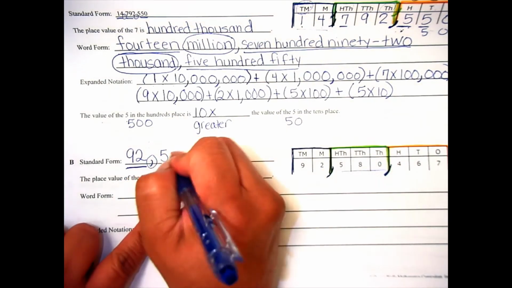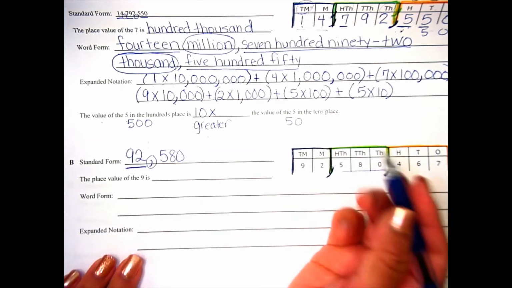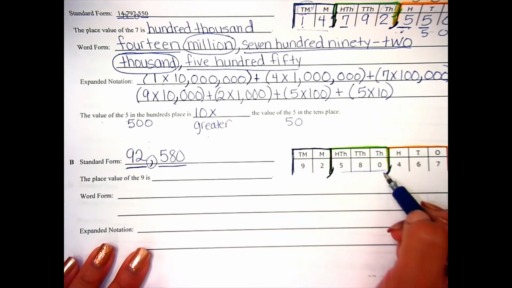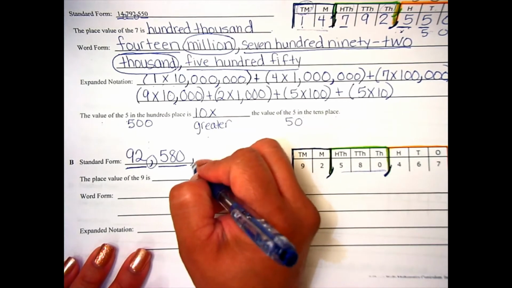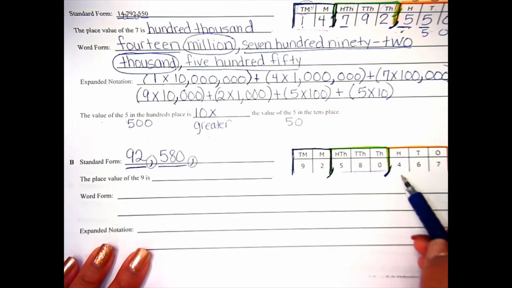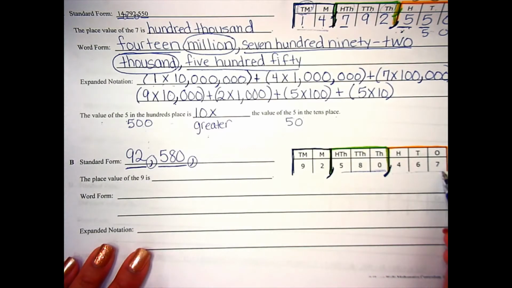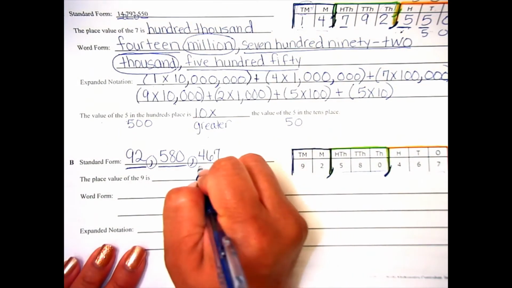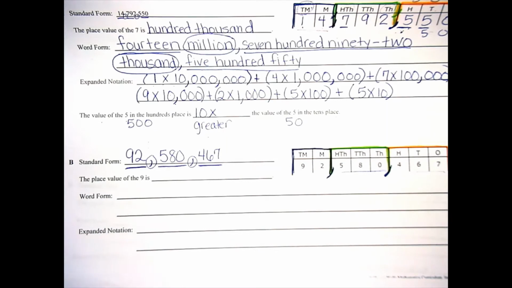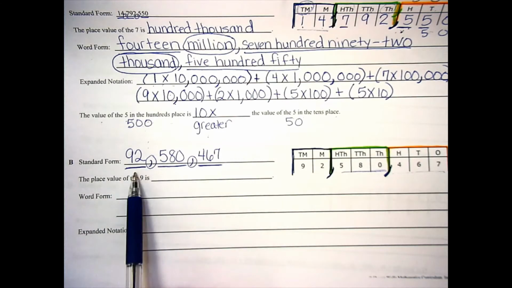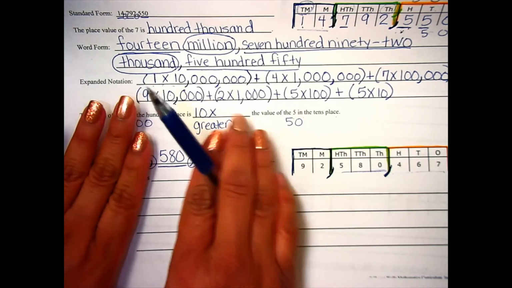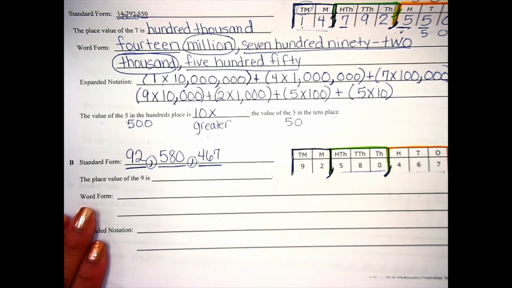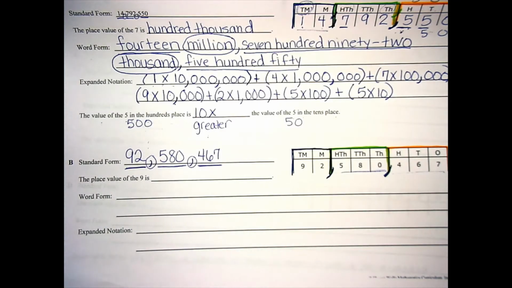And how do I read that number? Yep, 580. And I'm going to underline that, 580. 580 what? 1,000, because it's in my thousands period. And then how do I read my next three digits? 467. And I'm going to underline it. And there you have it. 92,580,467.